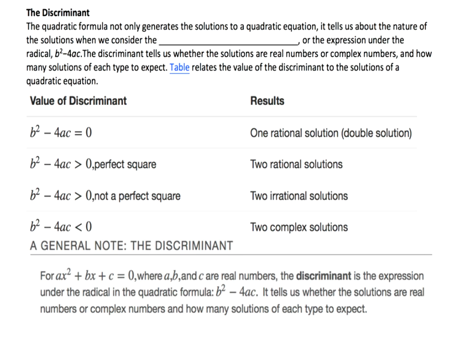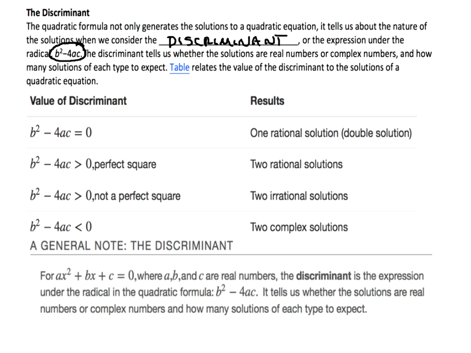Okay, this is the last thing with this, the discriminant. The quadratic formula not only generates the solutions, but it also tells you what sort of solutions you should expect when we consider what we call the discriminant. The discriminant is the part of the quadratic formula that's underneath the radical, b squared minus 4ac. And it tells you how many and what type of solutions you should expect.